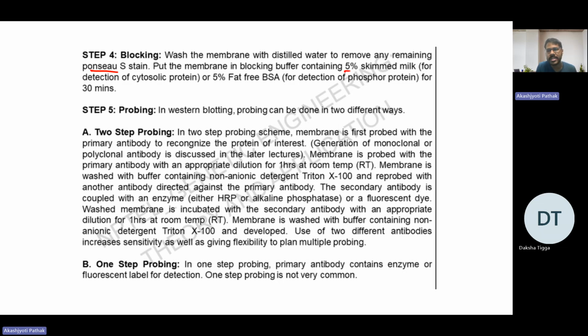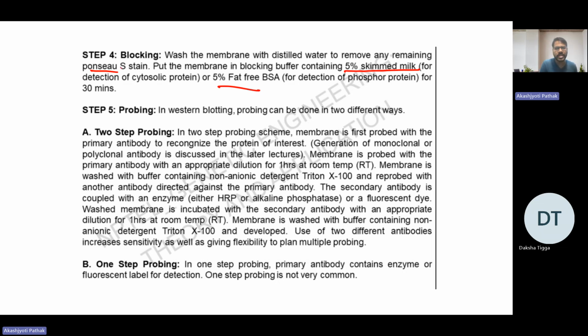So you add this 5% skimmed milk, or you can add 5% fat-free BSA. So why do you need to block it? You do not want your primary antibody to attach anywhere on the membrane. That is why you add this 5% skim milk or 5% BSA, so that it will create a layer on that PVDF membrane, and only at the region where your protein is, your antibody will go and bind.